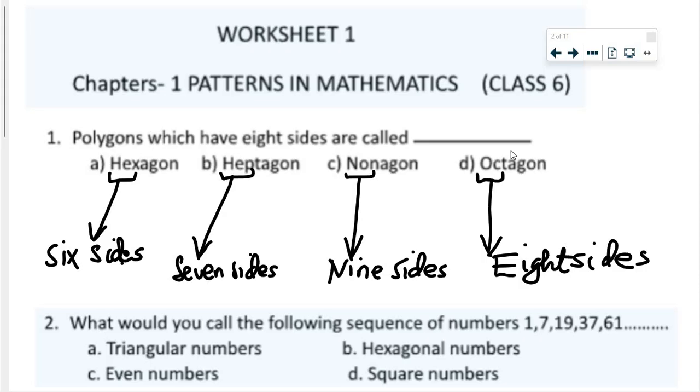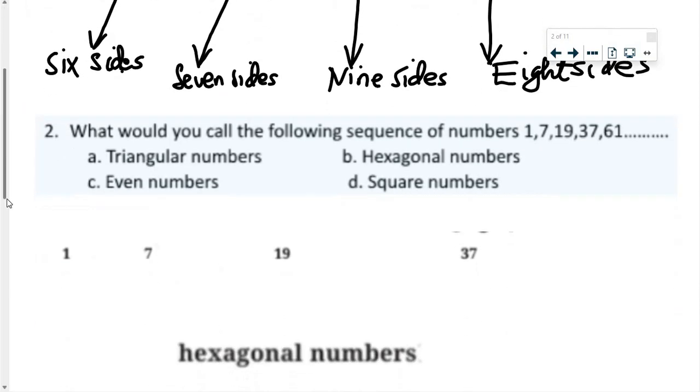So the correct answer here is option D. So you're going to write option D, D in capital letters, and then you write the sentence octagon. Right? Next question.